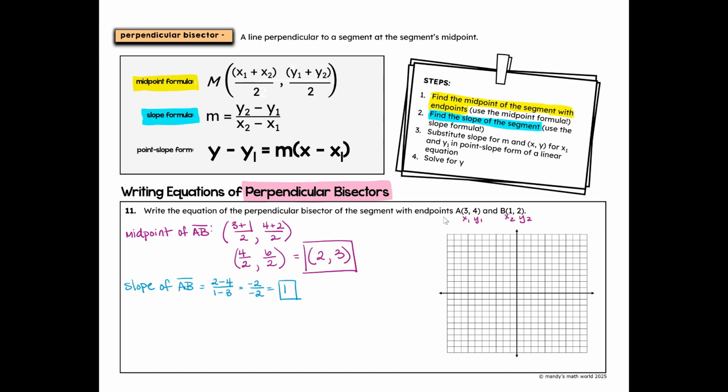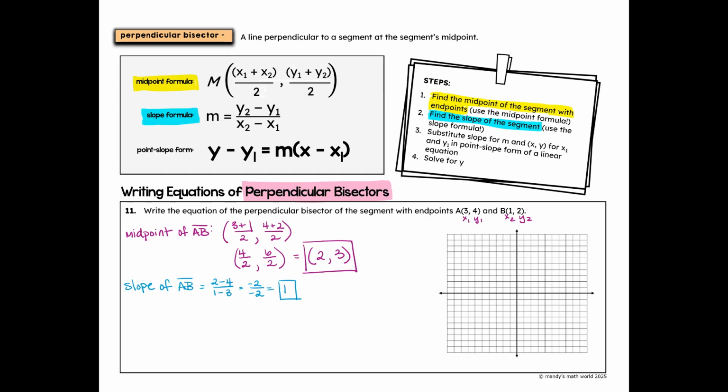So what does that look like? The slope of segment AB is 2 minus 4. I'm subtracting my y values. And remember, if I start with 2 and go minus 4 on top, I need to start with 1 and go minus 3 in the denominator. 2 minus 4 is negative 2. 1 minus 3 is negative 2. Negative 2 over negative 2 equals 1.